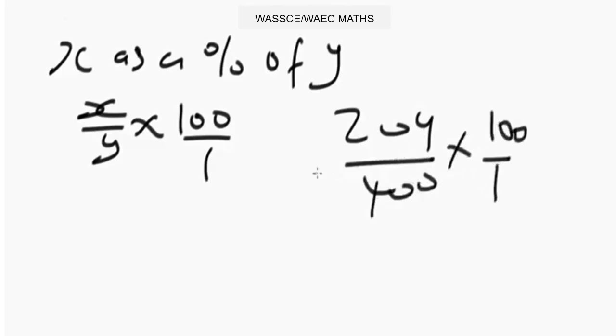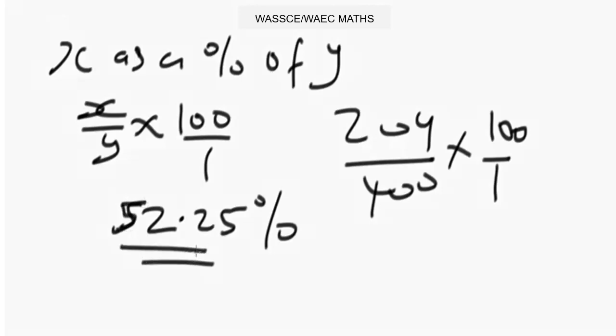So when you divide it with the calculator and punch everything in, you're going to have 52.25%. So this is what we're going to have.